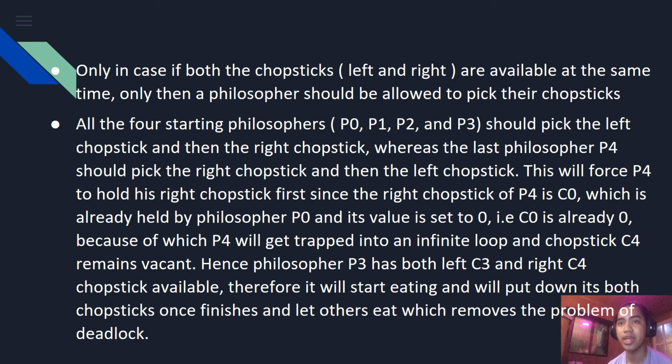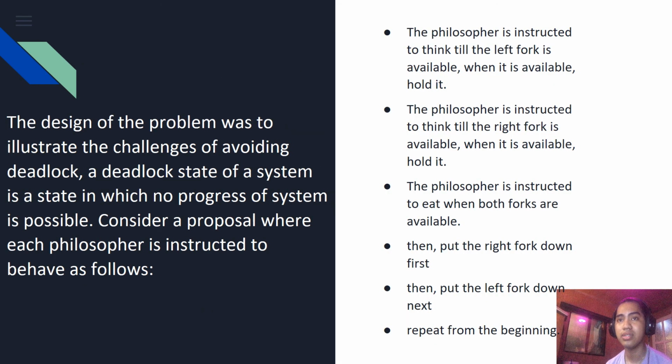The design of the problem must illustrate the challenges of avoiding deadlock. A deadlock state of a system is a state in which no progress of the system is possible. Consider a proposal where each philosopher is instructed to behave as follows. The philosopher is instructed to think until the left fork is available. When it is available, hold it. Next, the philosopher is instructed to think until the right fork is available. When it is available, hold it.